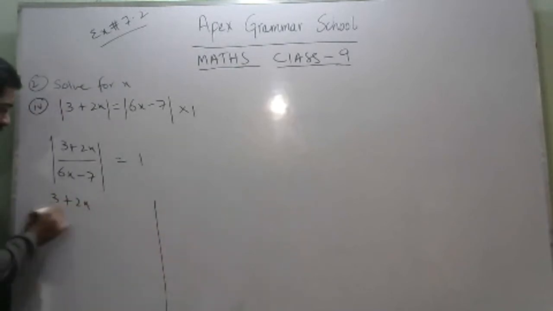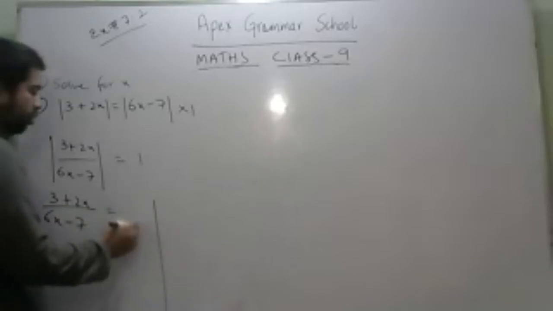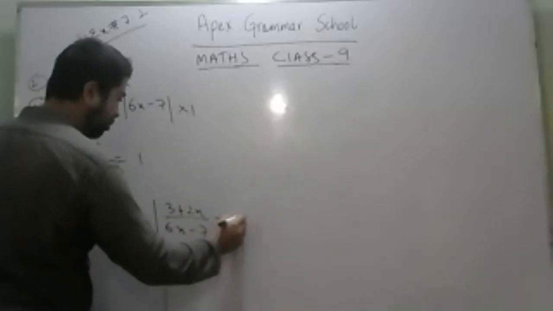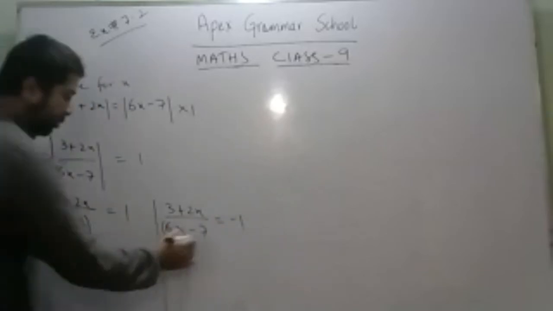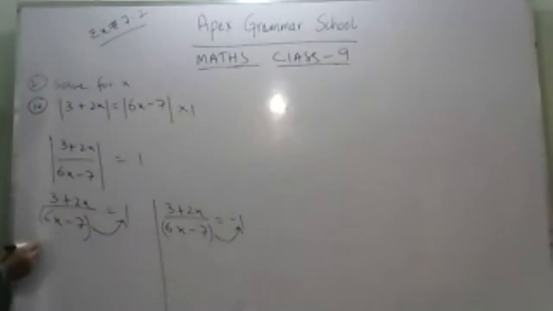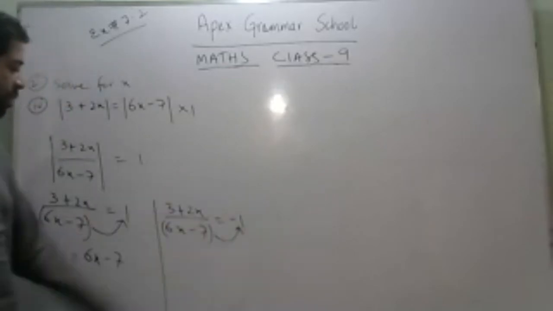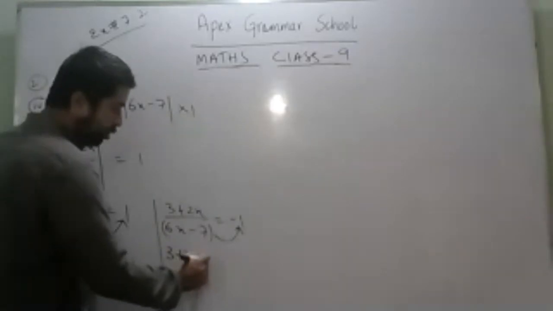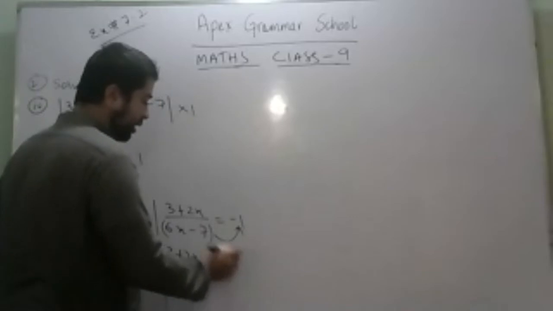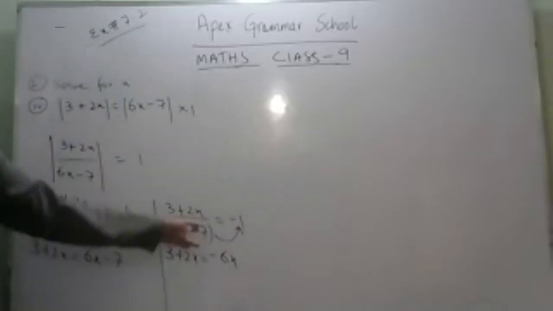First is 3 plus 2x divided by 6x minus 7 is equal to 1. The second is 3 plus 2x divided by 6x minus 7 is equal to minus 1. This will multiply here and also there. 3 plus 2x is equal to, after multiplying this by 1, just 6x minus 7, nothing will be changed. But for this multiplication, all the signs must be changed. 3 plus 2x is equal to, this negative 1 will make this 6x negative 6x, and this negative 1 will make this negative 7 the positive sign.